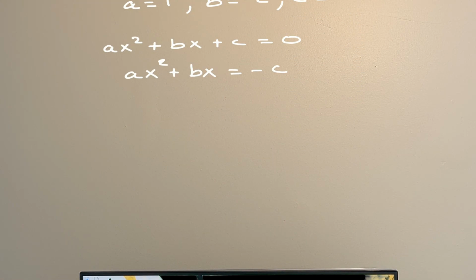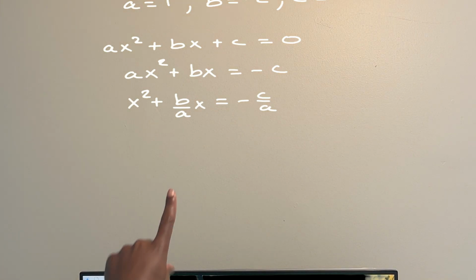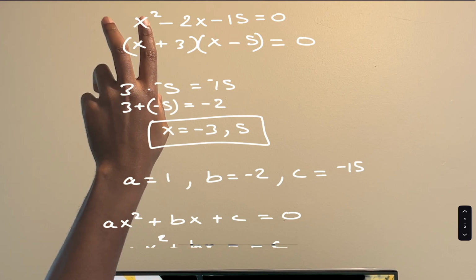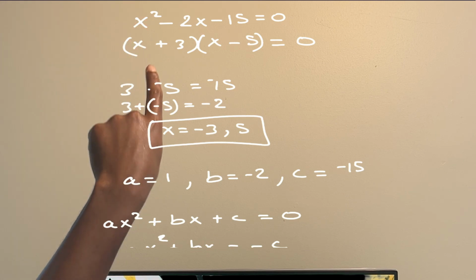So when we look at this, we first want to remove a. So we're going to remove our a. So that's going to be x squared plus b over a times x is equal to negative c all over a. Right? There we go.